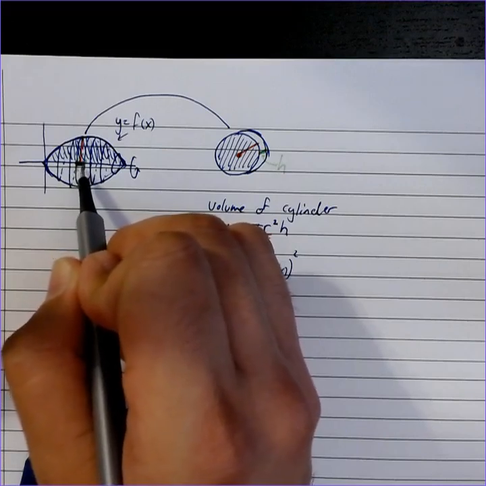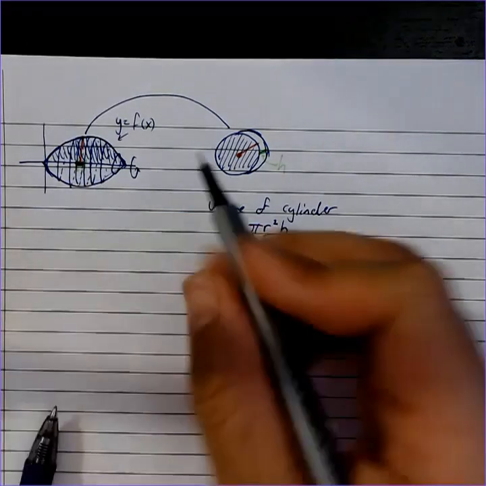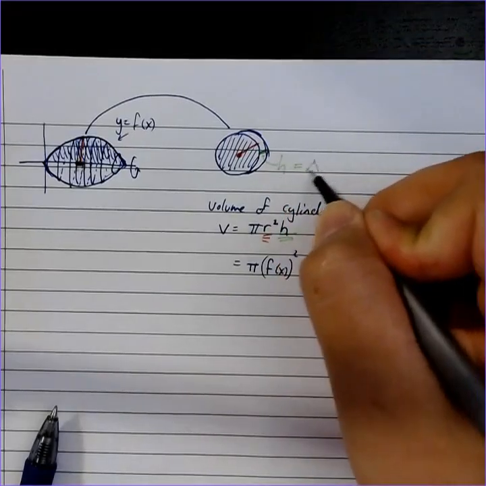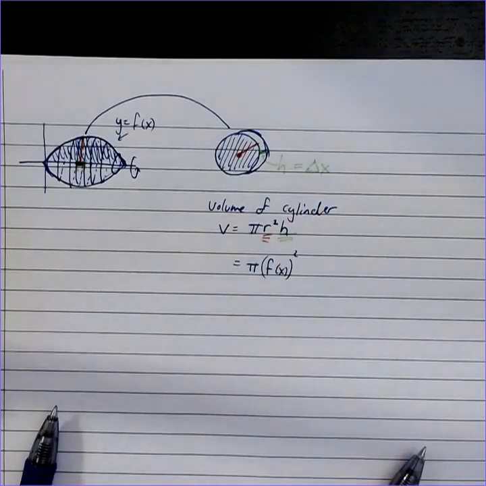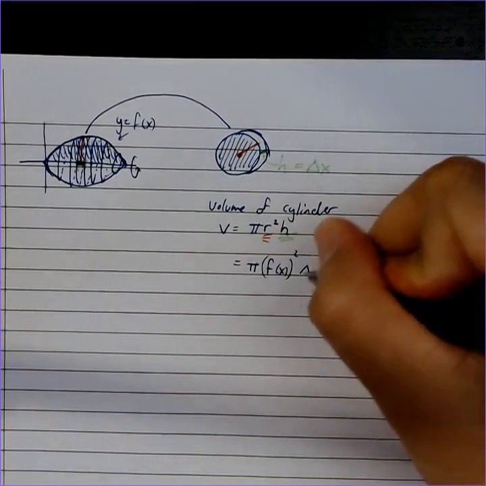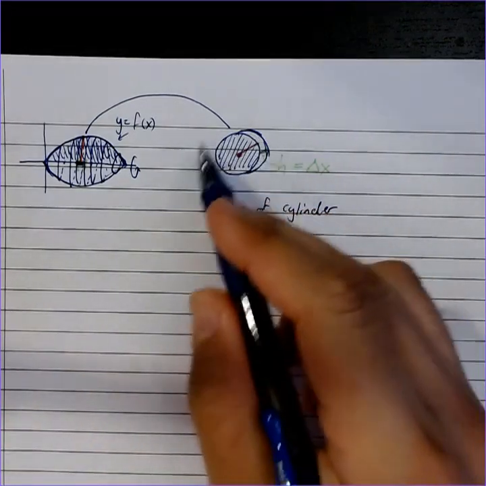But if you think back to Cal 1, what do you call little tiny differences across the x-axis? You call them delta x. So here, this h, you can think of as delta x. Okay, so that's pi f of x squared times delta x. Okay, so this is the volume of that one little disc.